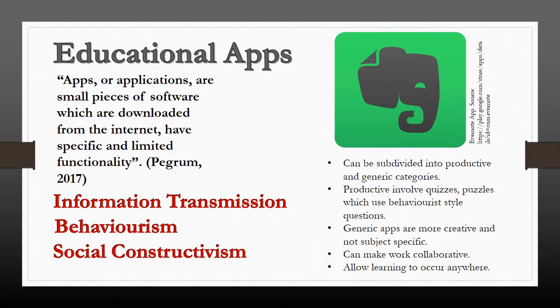Educational apps are small pieces of software which are downloaded from the internet and have specific and limited functionality. Productive apps involve quizzes, puzzles, and games which can be behaviorist-style questions, meaning correct answers are reinforced by a stimulus. Generic apps are more creative and not subject-specific. These allow learning to occur anywhere and for work to be collaborative, as you can share work on apps like Evernote. This promotes the theory of social constructivism.